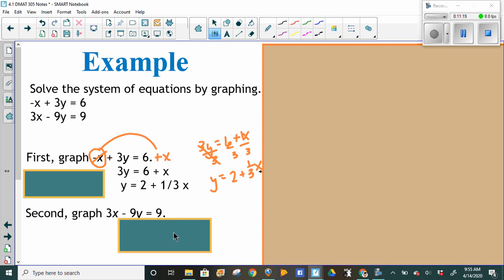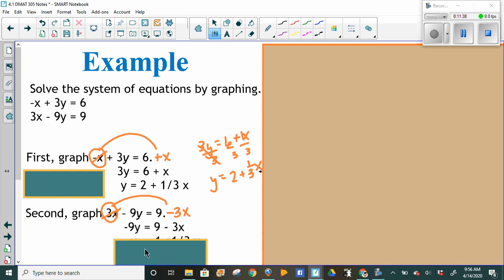All right, so now we're going to move it down here and get this one to say y equals also. So we're going to take the 3x, we're going to move it over here by subtracting it. Remember, when you move it over there, you always do the opposite. Then we're going to divide everything by negative 9 because there's a negative 9 in front.